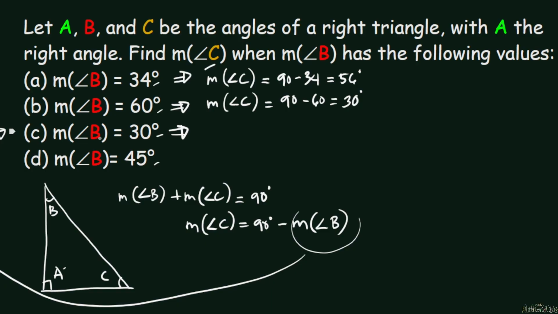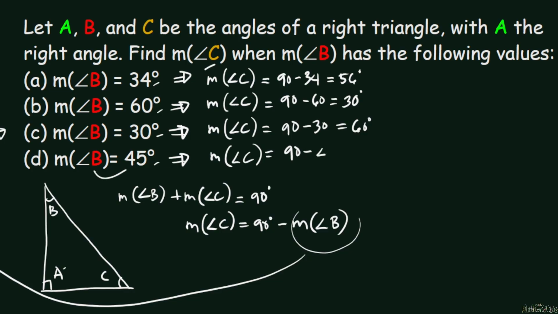Letter C, when angle B is equal to 30 degrees, so angle C is equal to 90 minus 30, which is equal to 60 degrees. And lastly, when your angle B is 45, so 90 minus 45 is equal to 45 degrees. So these are the answers for this exercise.